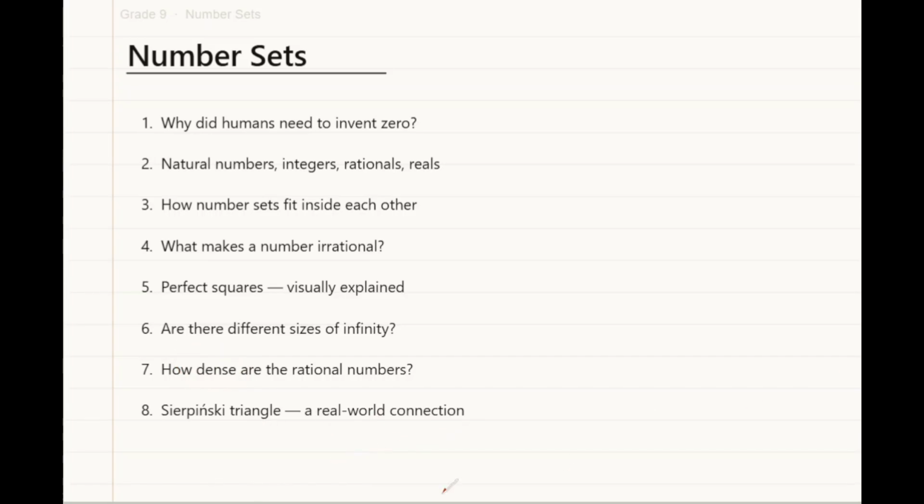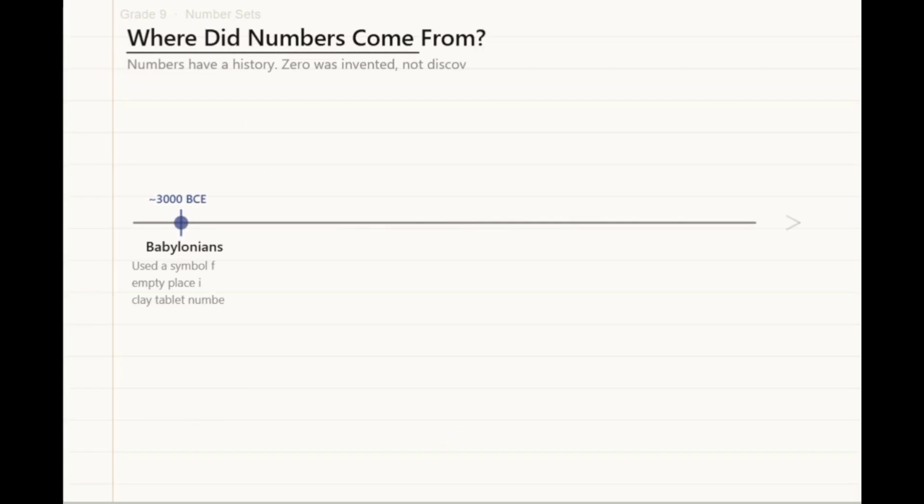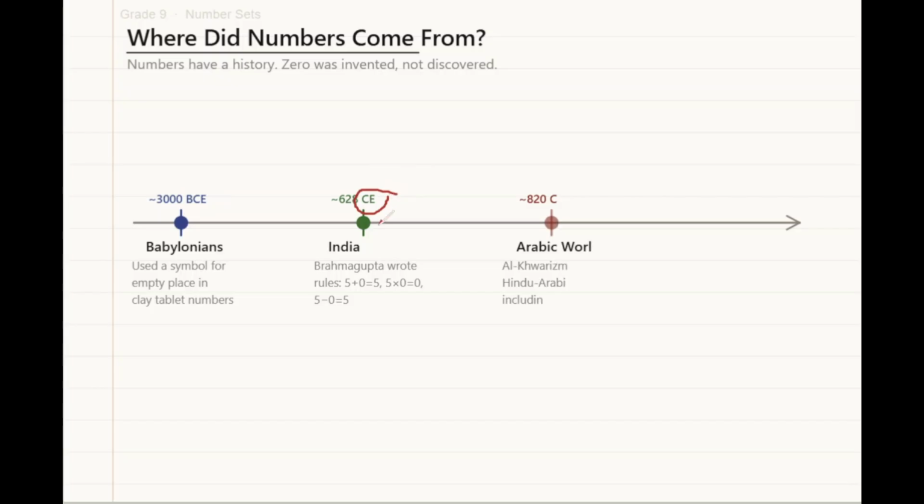So let's begin. Okay, let's see where zero came from. Why did humans invent zero? Look at this timeline. Around 300, it's not 3000, but 300 BCE. BCE is basically before Common Era, CE is Common Era. That's how we refer to ages in math. But normally we call it before Christ and AD.